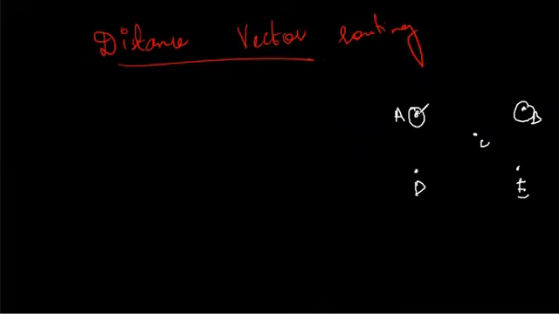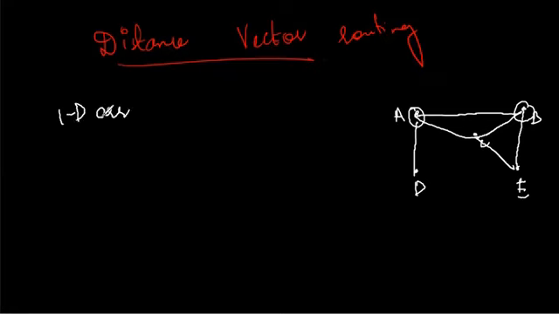Now in this case, these are the edges of the graph. A is connected to B, C and D, and B is connected to C, A and E. C is connected to A, B and E, and D is connected only to A. Now in this case, each node or each vertex will construct a one-dimensional array. So it will construct a 1D array. This is also referred to as a vector containing the distances.